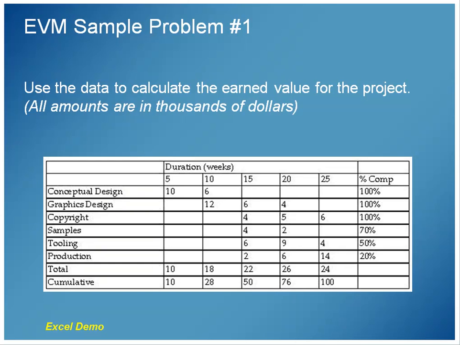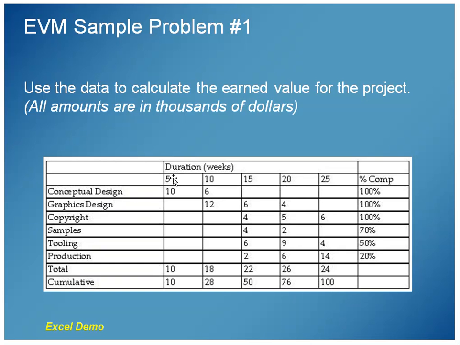Use the data to calculate the earned value for the project. All amounts are in thousands of dollars. So what we have here is a diagram that shows us a project with conceptual design, graphic design, copyright, staples, tooling, and production. So we have 6 tasks, a total per week, and then a cumulative total across the bottom.